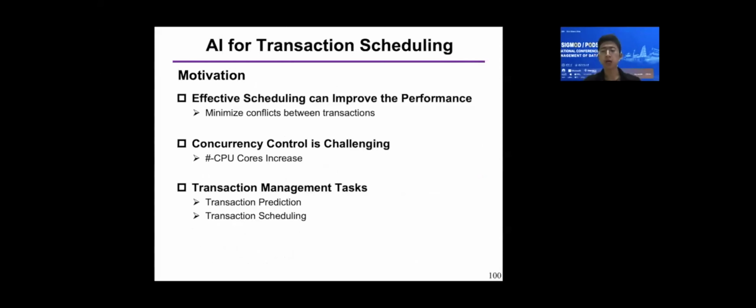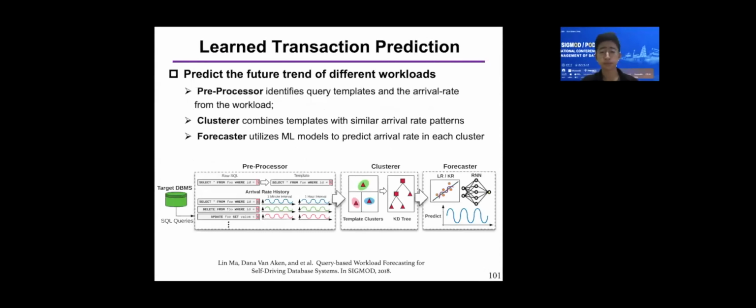Next, we'll introduce transaction management. The motivation includes that you need effective transaction scheduling, which can significantly improve the performance by minimizing the resource or data conflicts between different transactions. And it's challenging to control concurrent queries or transactions. Besides, for transaction management, there are different cases like transaction prediction or transaction scheduling.